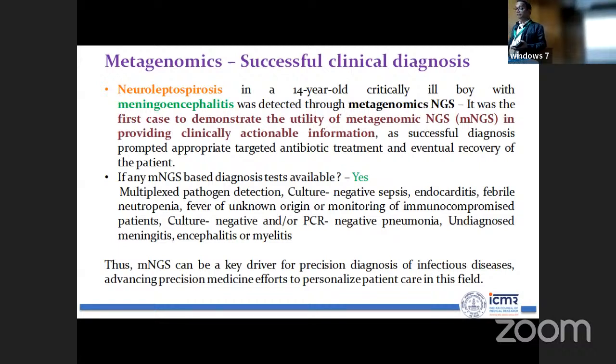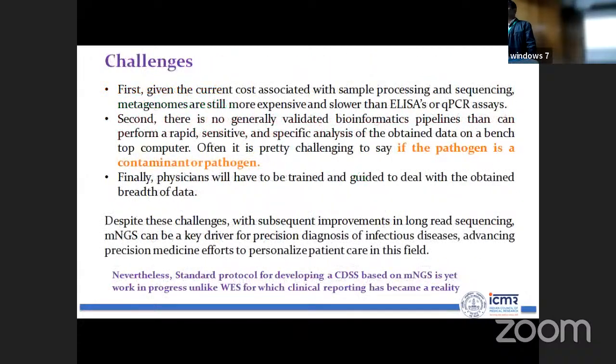All these things, there are kits available, you can use NGS. So metagenomics based NGS can be a key driver in precision diagnosis of infectious disease to advance the precision medicine effort in the healthcare sector. What are the challenges?